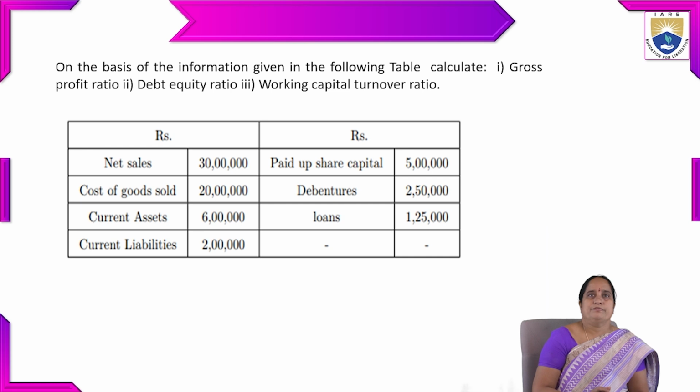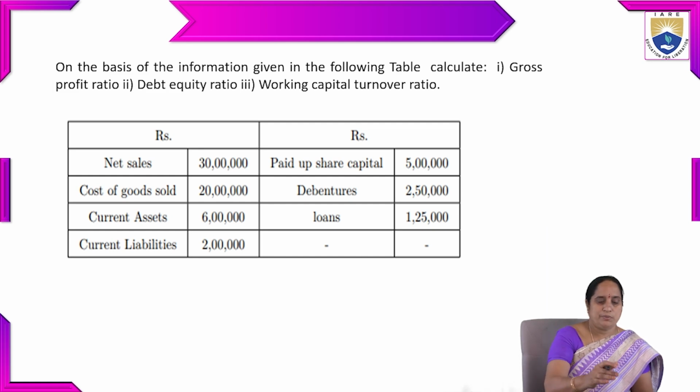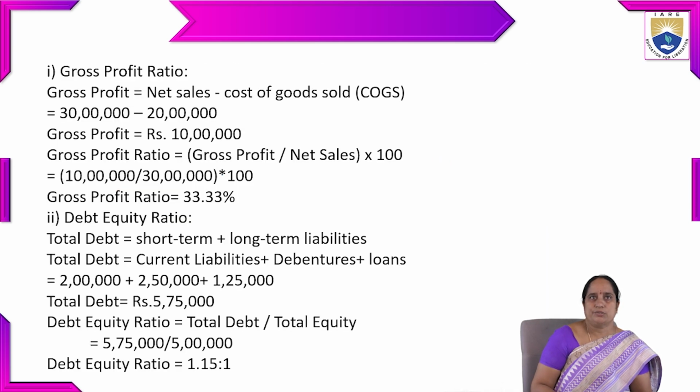On the basis of the information given in the following table, calculate gross profit ratio, debt equity ratio, working capital turnover ratio. So this information furnished in the problem, using this data, now we are going to calculate gross profit ratio, debt equity ratio, working capital turnover ratio.